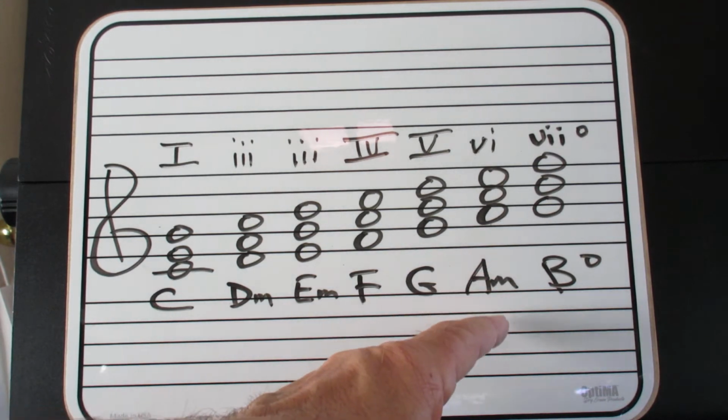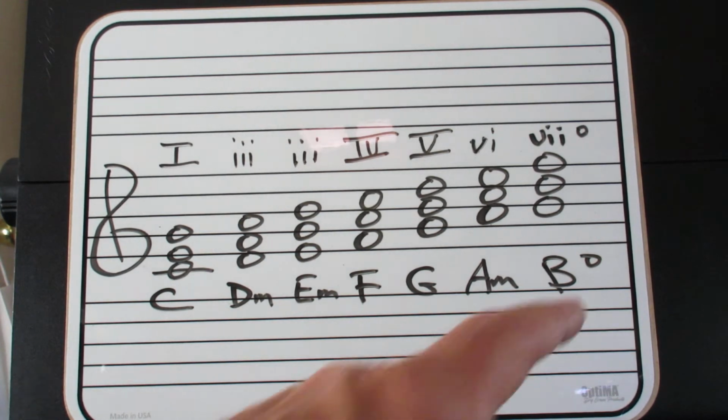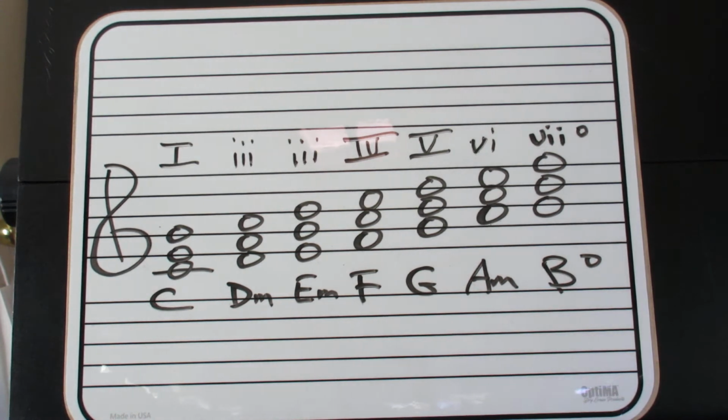The chord that is built off the 6th degree of the scale is a minor chord. And the chord that's built off the 7th degree of the scale is a diminished chord. Okay?